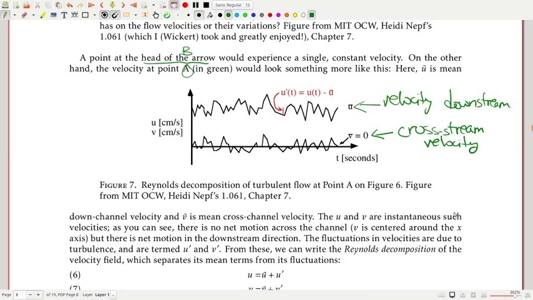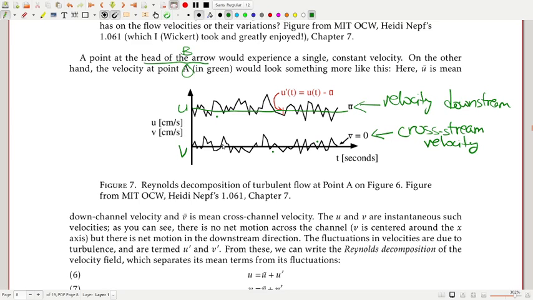So the u and the v here that we're drawing are instantaneous velocities, whereas this v bar, which equals 0, and u bar, which equals something definitely greater than 0, are the mean values of those. And you can see that there are a bunch of fluctuations around this mean. So why is that the case? Why are the velocities fluctuating up and down so much?